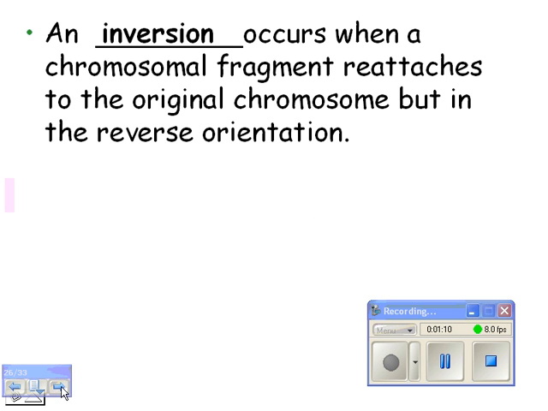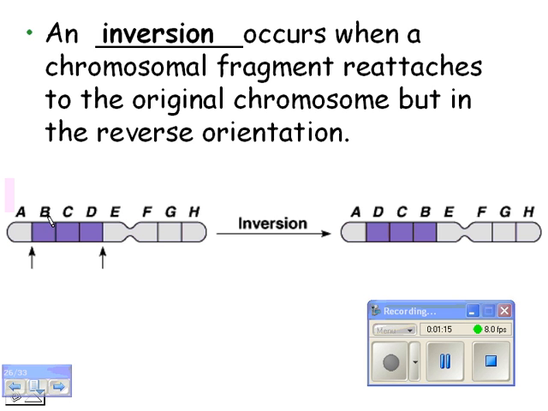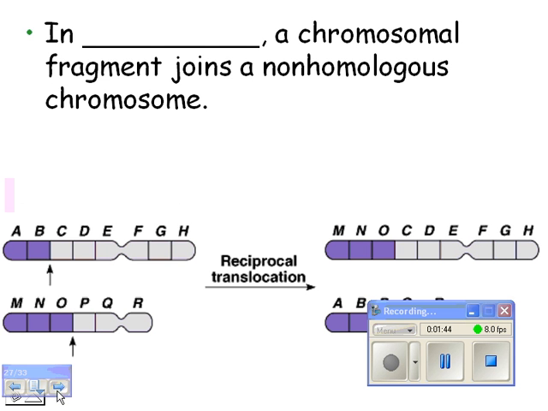Another example is an inversion. You'd have all your DNA, so you think it would be fine, but it's not. The order is supposed to be A, B, C, D, E, and in this case, they're just backwards. They came off here and reattached backwards. So that occurs when a chromosomal fragment reattaches to the original chromosome, but in the reverse orientation. And you would think the kid produced from this DNA would be just fine, but they're not. The order of the genes actually matters, and that has to do with regulation of the genes, most likely.